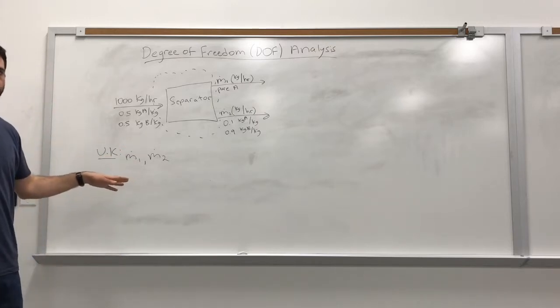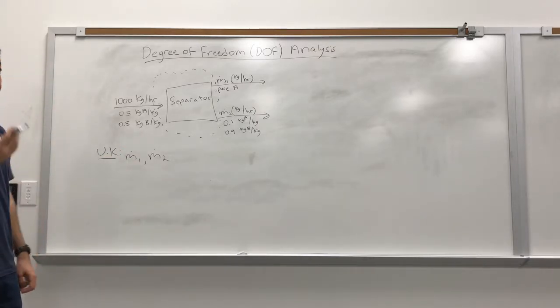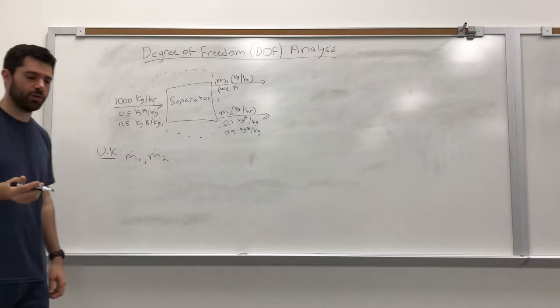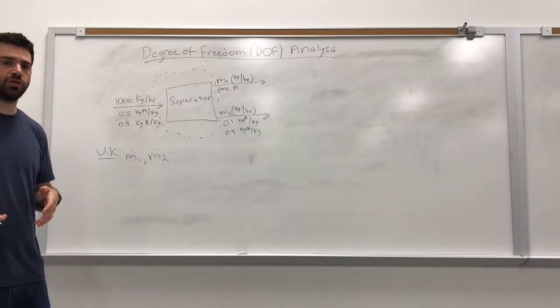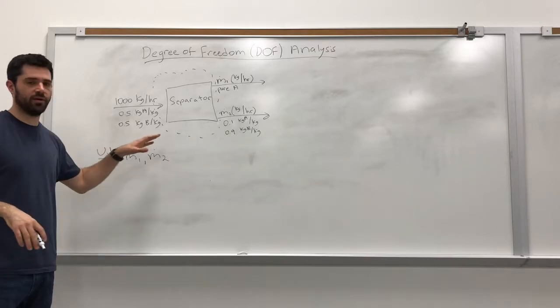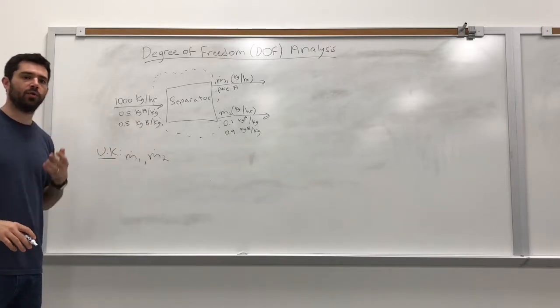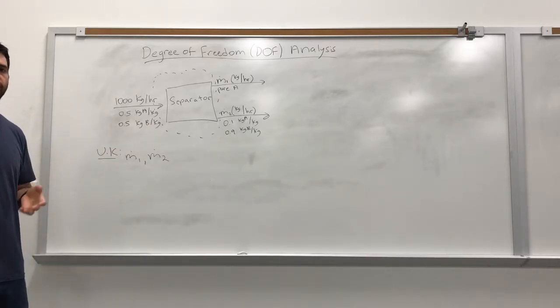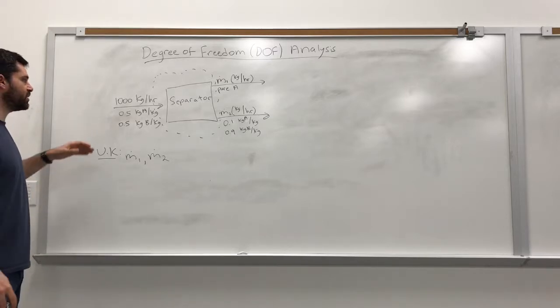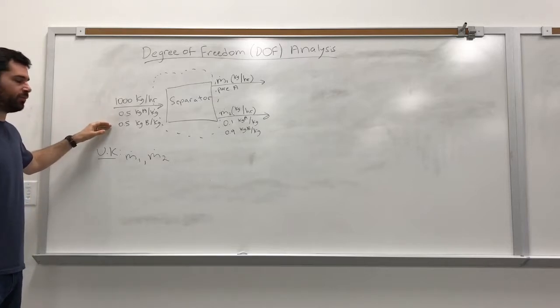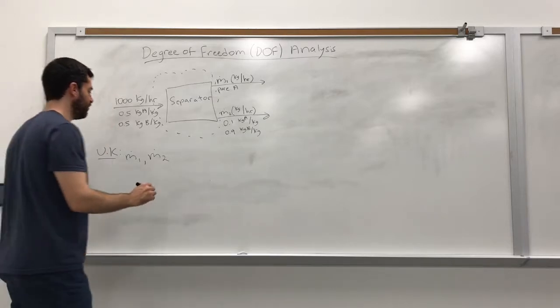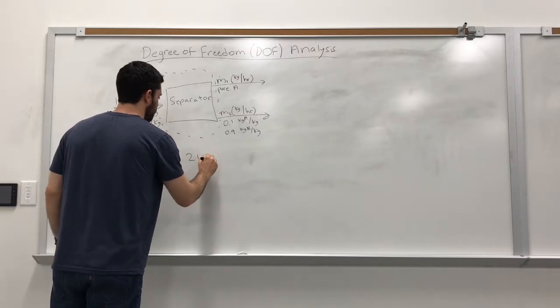So we have two unknowns in this system. Now, to find the number of independent equations there's a really simple rule. When you have a non-reactive process, the number of independent equations is going to equal the number of species that you have. So in this case, we have two species, species A and species B, that we can do a mass balance on. So we have two unknowns.